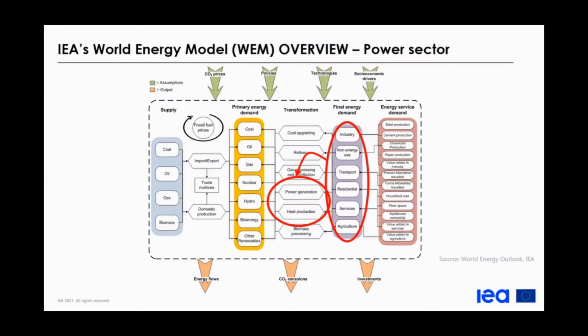We also have a feedback loop from the power system to final energy demand, and this is reflected through the price of electricity. So electricity prices will also determine the competition that occurs between fuels in the final energy demand section of the model.